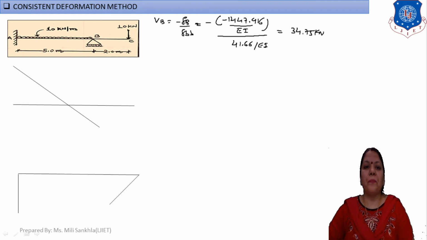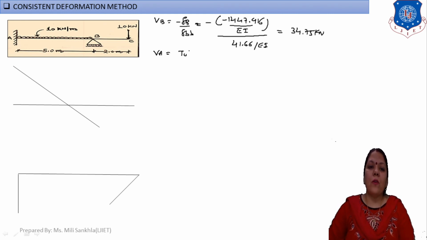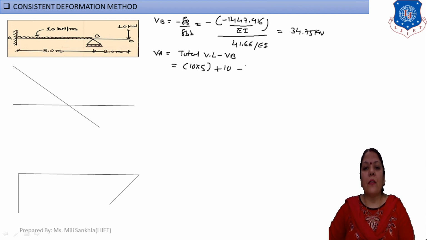so VB is equal to 34.75 kilonewton. Now we find VA. VA is equal to our total vertical load minus VB. The total vertical load for this given beam is the UDL 10 into 5, plus our point load 10, minus this 34.75, and my answer for VA is equal to 25.25 kilonewton in the up direction.